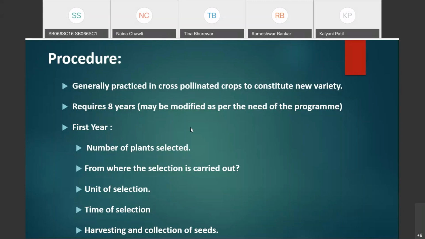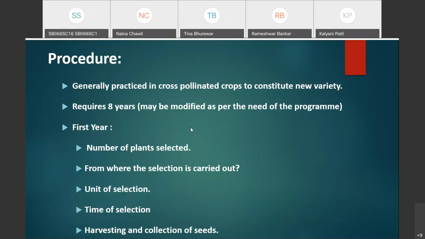A question, an MCQ, may be asked: mass selection is carried out in the improvement of cross-pollinated crops. Remember, don't forget it. Mass selection is the method which is generally practiced in cross-pollinated crops to constitute the new variety. Why is it practiced mostly in cross-pollinated crops? We will discuss it while discussing the merits and demerits of the process. For today, only remember that mass selection is generally practiced in cross-pollinated crops to constitute a new variety.